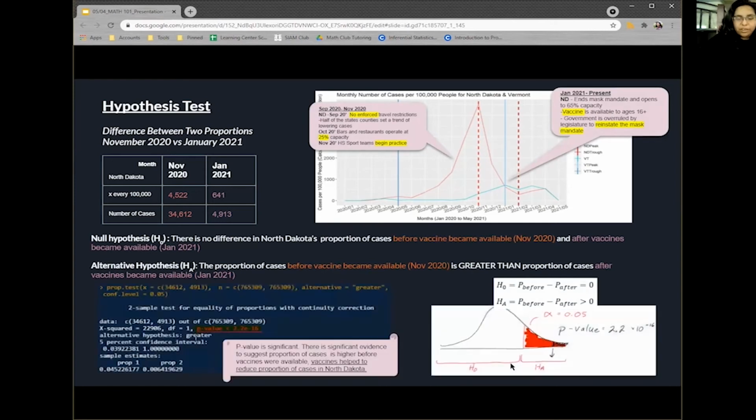We calculated it in RStudio using the prop test function, and we found that the p-value is equal to 2.2 times 10 to the negative 16th. This number is very close to 0, meaning that the p-value is significant, and that there is significant evidence suggesting that the proportion of cases is higher before vaccinations are available, and that vaccines actually help to reduce the proportion of cases in North Dakota.